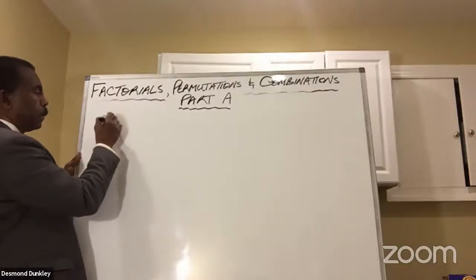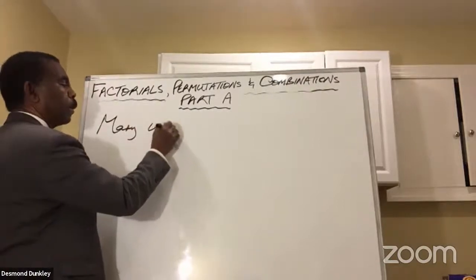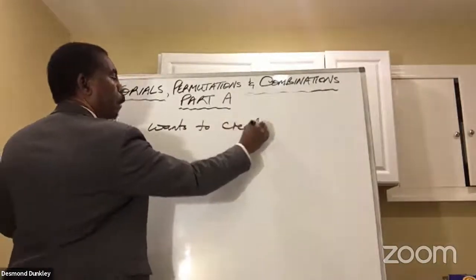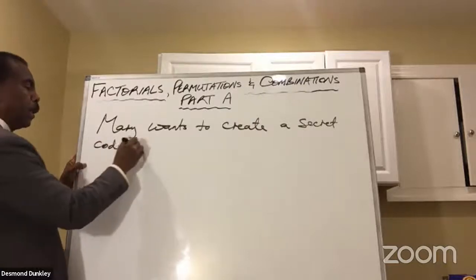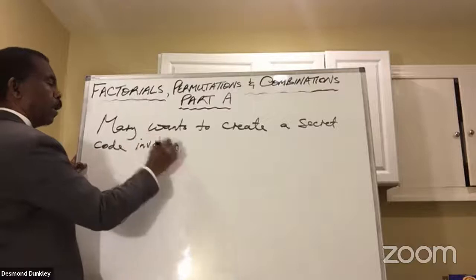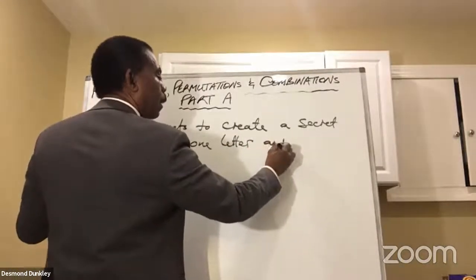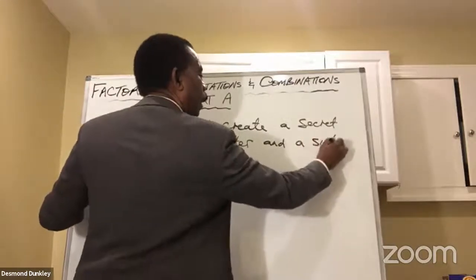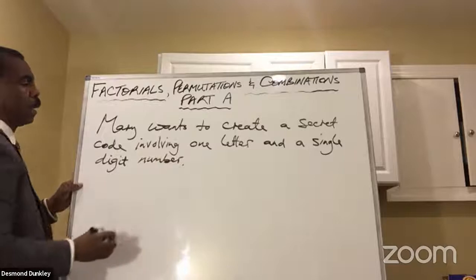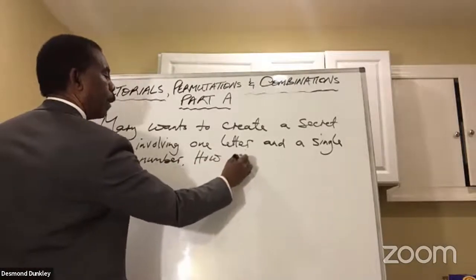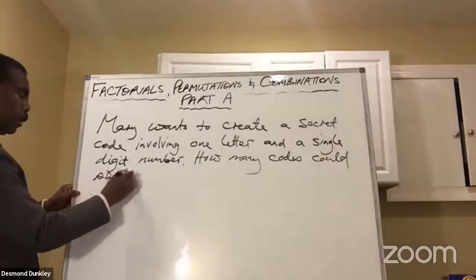Okay, Mary wants to create a secret code involving one letter and a single digit number. How many codes could she create?